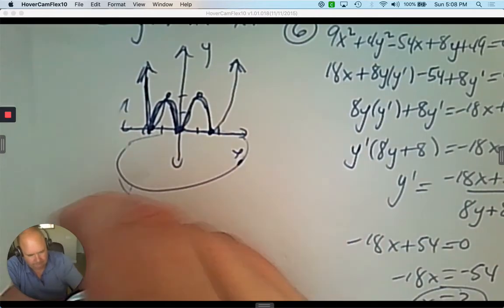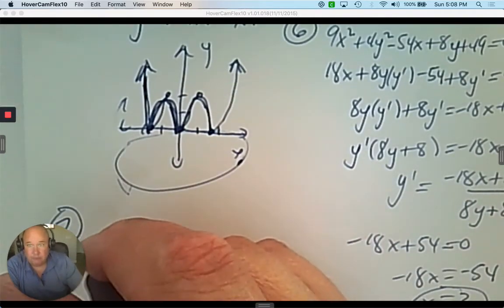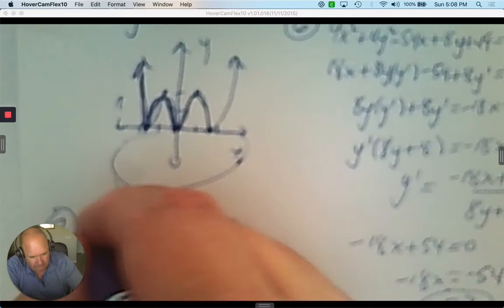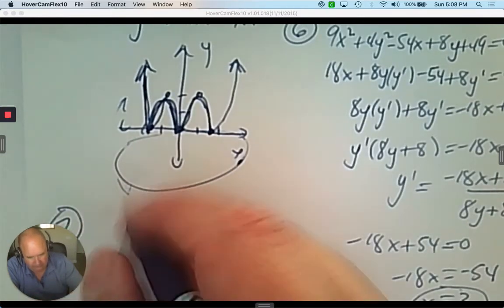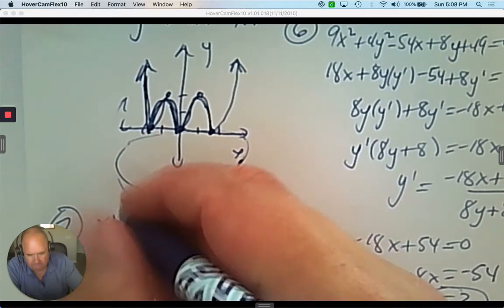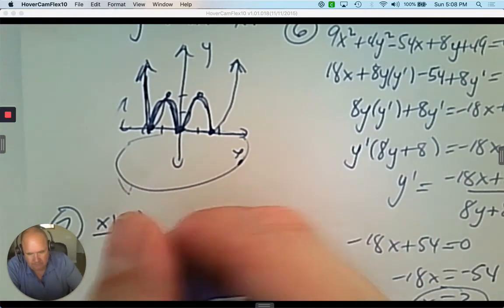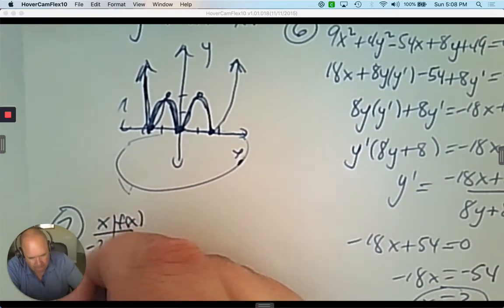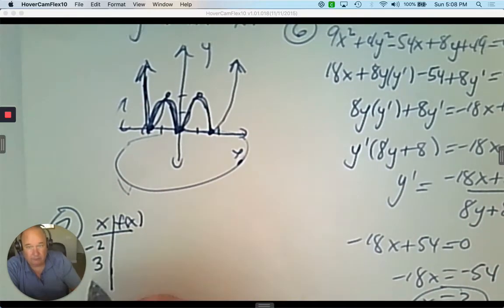All right, number 7. It says find the absolute extrema. So absolute means I need to do a table of values. So I'm going to do that right away. And the ends are -2 and 3. So before I forget, I put the ends right in right away.